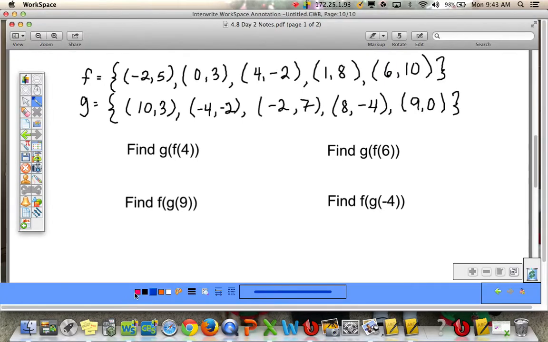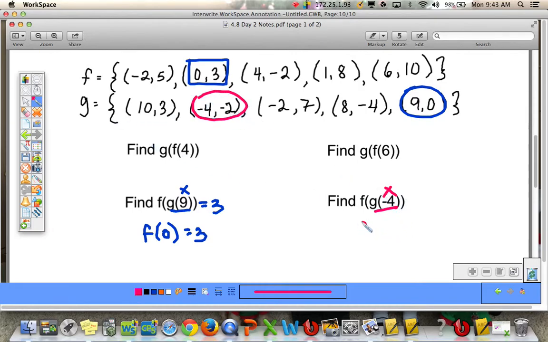Find f of g of 9. So now we're starting with the g function, when the x value is 9 in the g function, the y value is 0. So now we want f of 0. Look in the f function when x is 0, the y value is 3. So we say f of g of 9 is 3. And last one, let's do f of g of -4. So start with g of -4, when the x value is -4 in the g function, the y value is -2. So now we want f of -2. So take a look in the top function. When x is -2, the y value is 5. So f of g of -4 is 5.